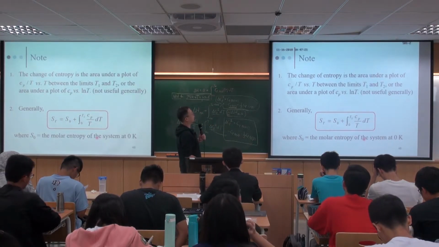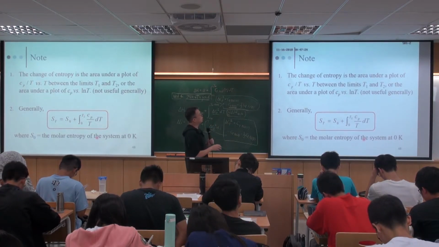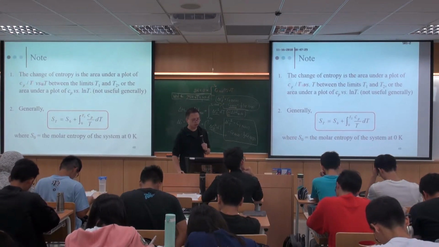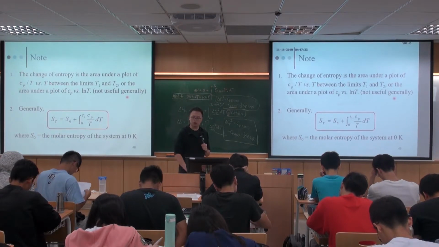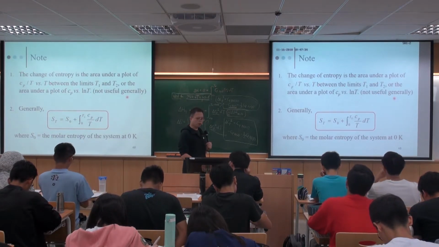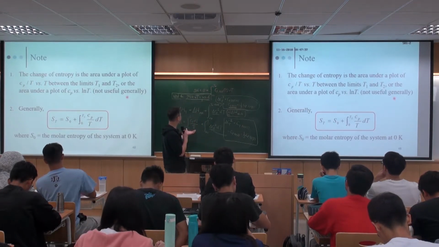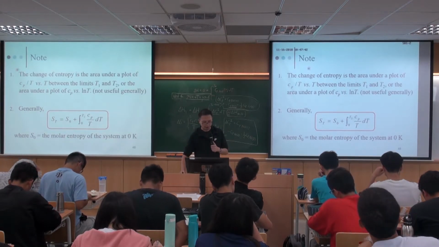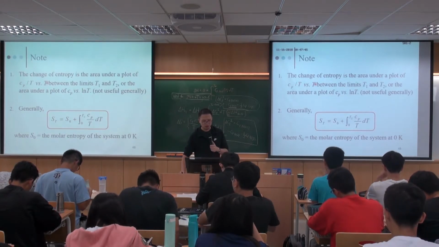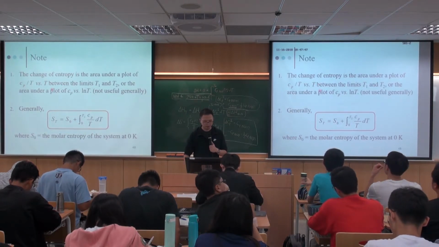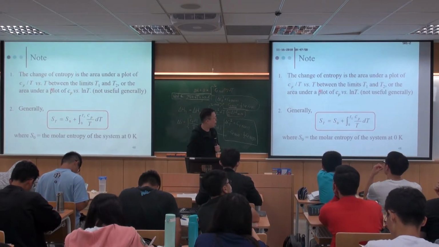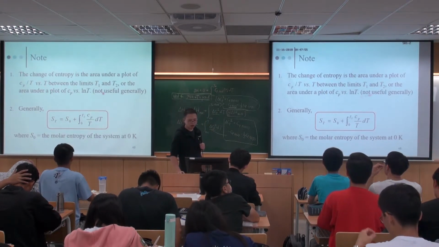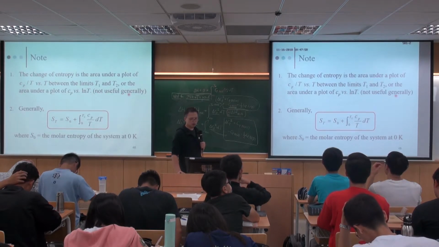So the change of entropy, based on this, is the area underneath the Cp over T versus T plot. But this is not very useful generally. So again, if you want to remember, just remember this. It's not necessary to use the Cp over T versus T plot. Typically you have to go through the calculation, and you are not using this area method. So that's the reason why I have a remark here: this is not useful generally.